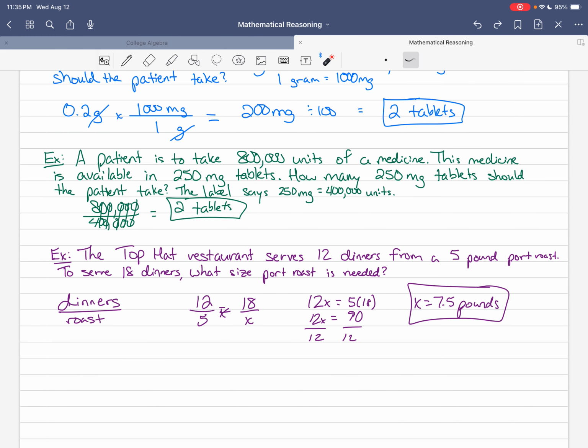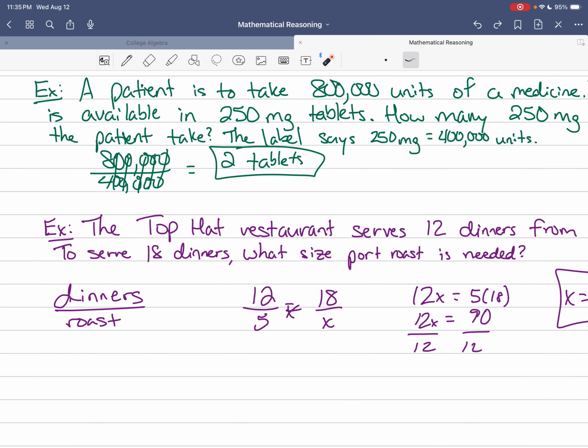This goes back to our percent proportion that we've been using. You can do proportions with things other than percents. I say percent, but there's no percent in this problem. But it's still the idea of proportions and rates like we did before. So it's not really particular which way you set up your proportion. I did dinners over roast. So we know we get 12 dinners out of a 5-pound roast. So we need 18 dinners out of how many pounds?